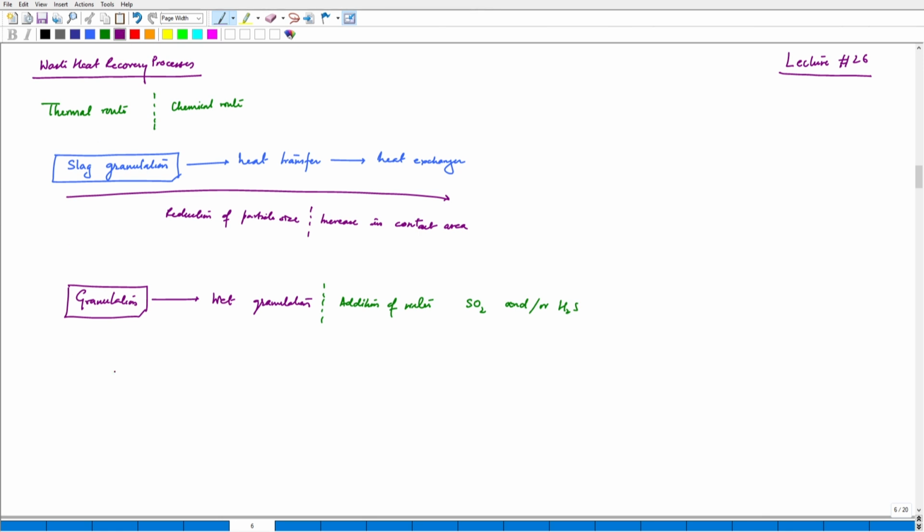Now, the other route is basically dry granulation. When we are thinking of dry granulation, we are doing something of this sort. We will have crushing, grinding, blast granulation, and we will have centrifugation.